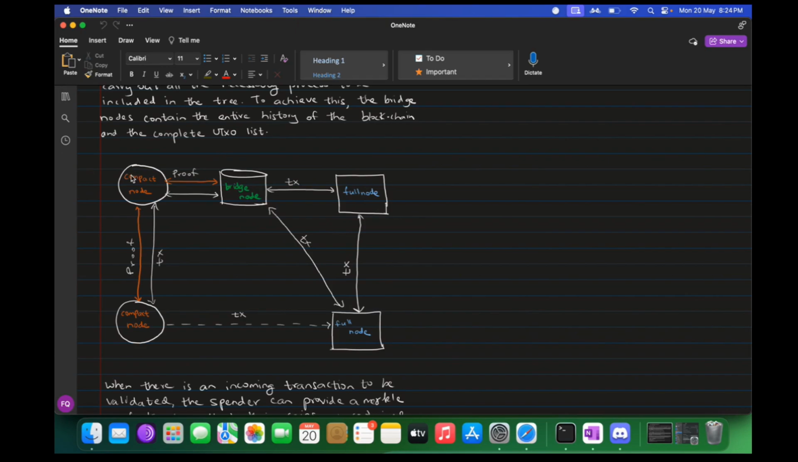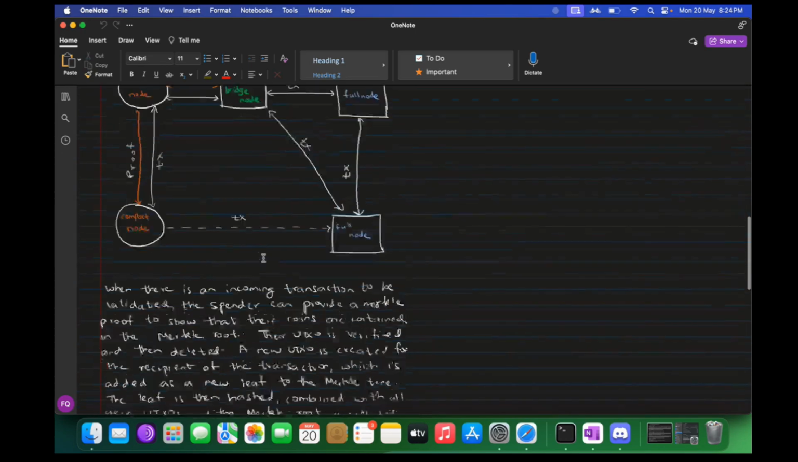A compact node will not have the chain state at all. It will not have the UTXO set. It will have only the UTXOs that belong to it. Other than that, it will only have the accumulator root. It will only have a 12 KB Merkle root using which it will validate transactions. A bridge node will have an accumulator node. It will have the entire Merkle tree, and it will also have the entire blockchain to validate the transactions.